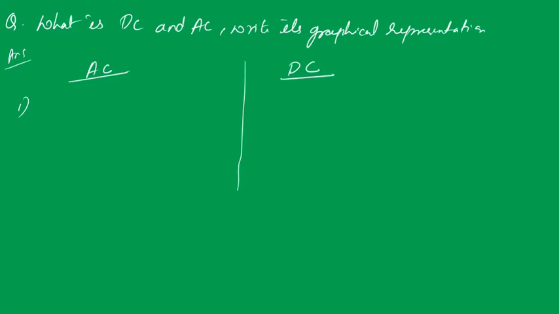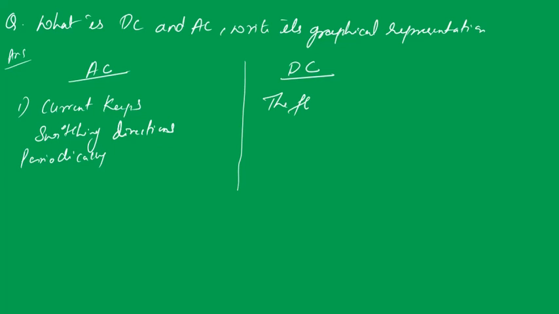Okay. In alternating current, the current keeps switching because it is fluctuating, switching direction. So it keeps on changing periodically. This is the first difference. Whereas in DC current, as the name indicates, direct, the current flows in a single direction and it is a steady flow.